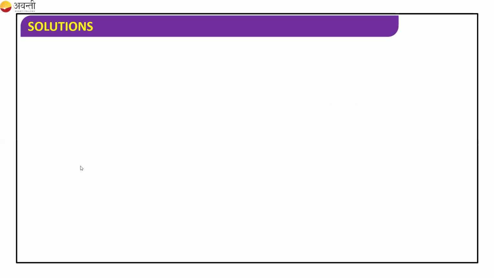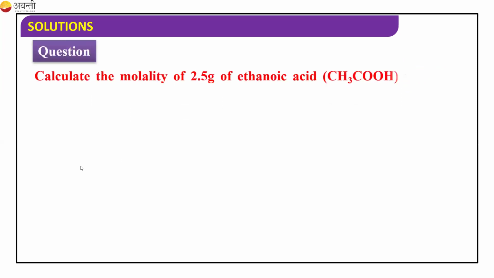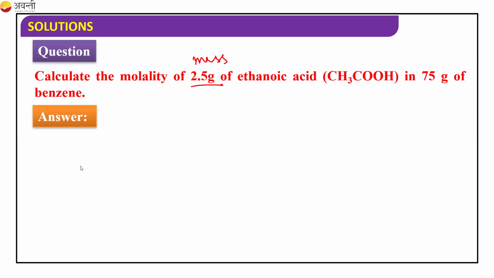Okay, I'll go with a question from molality. So here is a question to you. Calculate the molality of 2.5 gram of ethanoic acid in 75 gram of benzene. How to approach this question? So we have 2.5 grams. This is the mass of the solute. And 75 gram of benzene.